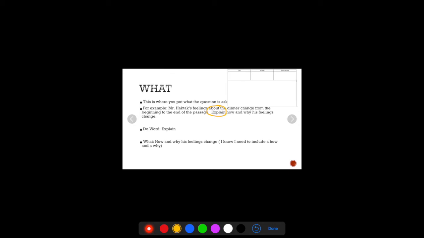Now, the what box. What do we need to explain? We need to explain how and why his feelings change. So in our first box, in our do box, we would have explain. And in our what box, we would have how and why his feelings change. Okay, and I need to include how and why. Sometimes in our what box, there's more than one thing.